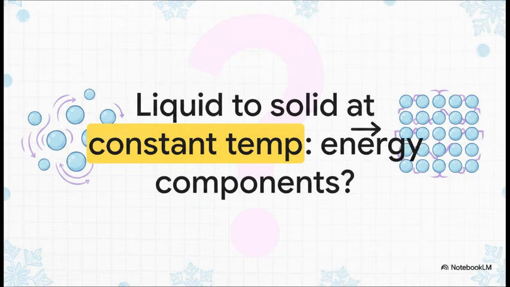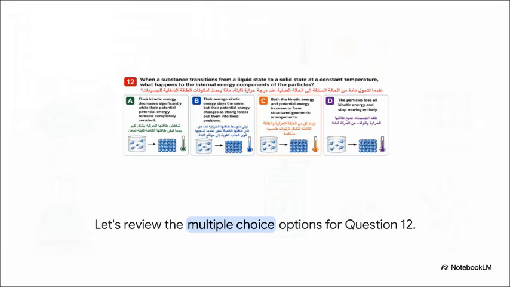When a substance transitions from a liquid state to a solid state at a constant temperature, what happens to the internal energy components of the particles? Let's understand this together. Think about the rules we just learned regarding constant temperature and phase changes. Let's look at our multiple choice options.